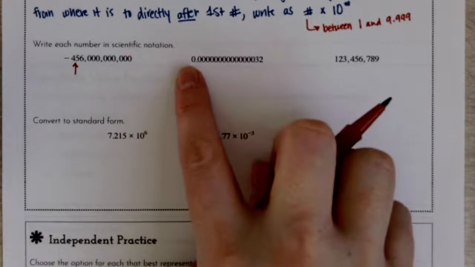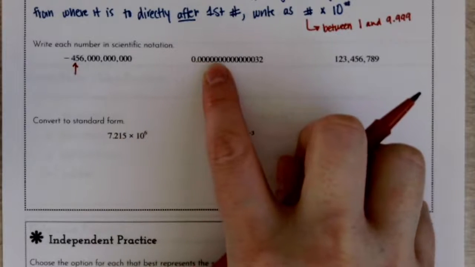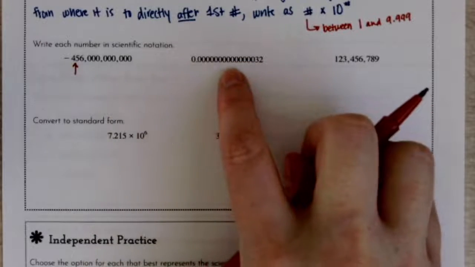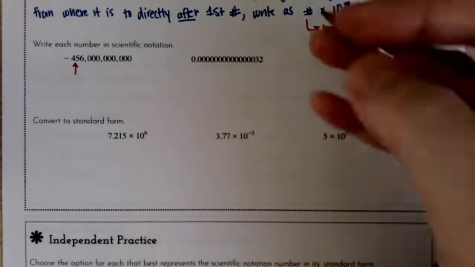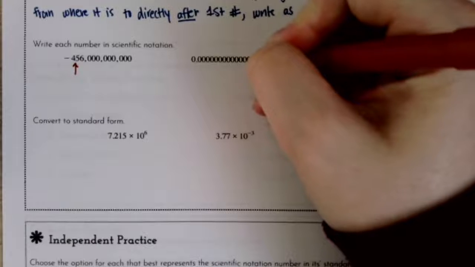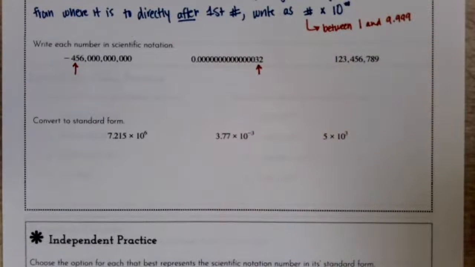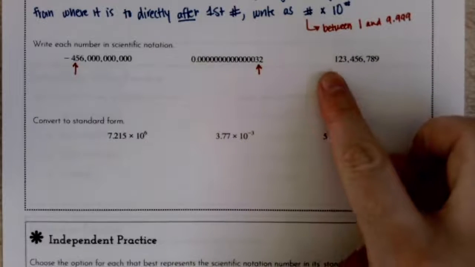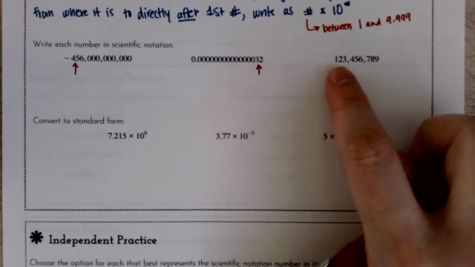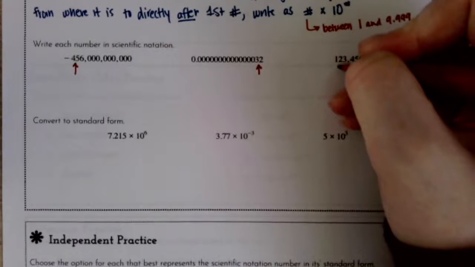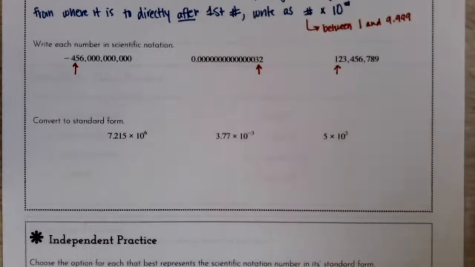If you look at the second example, as I read left to right, I don't hit any numbers. Oh, we're not counting zeros. I don't hit any numbers except 0 until the 3. So we want our decimal after the 3. Then again, this last one, I immediately hit a number when I hit 1. So I want my decimal to be right after that 1. You just read it left to right, and you want your decimal to come right after the first number that you see that is not 0.